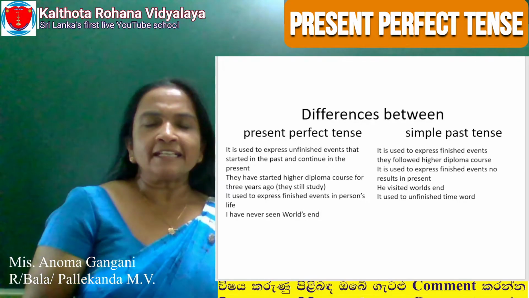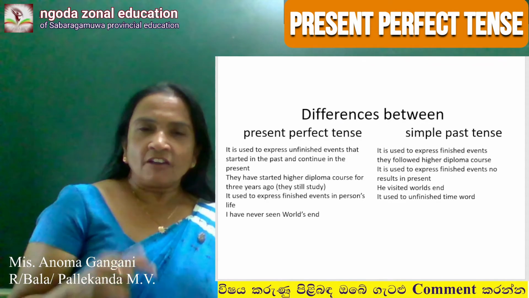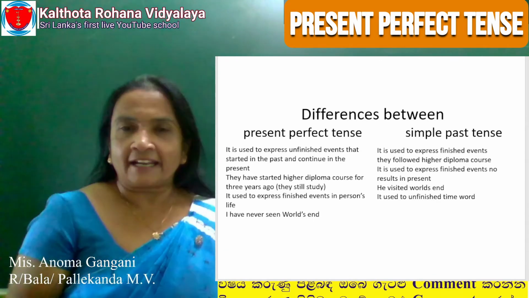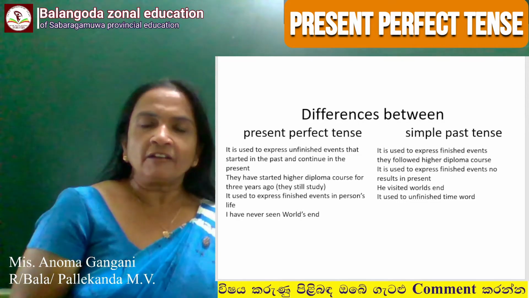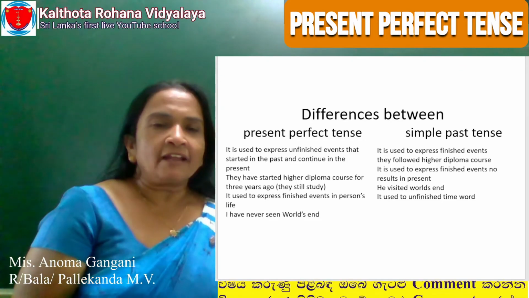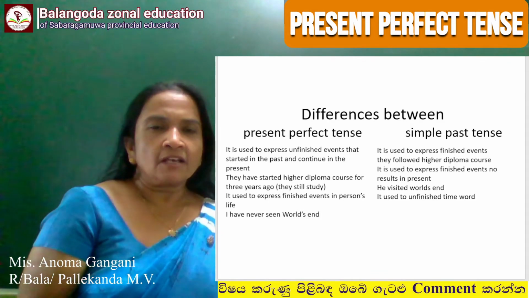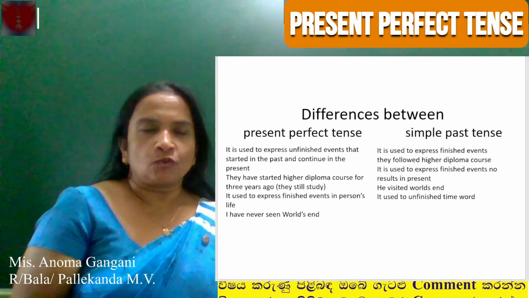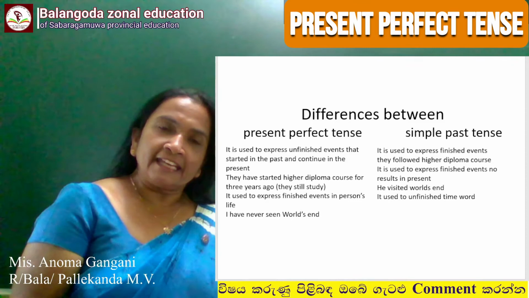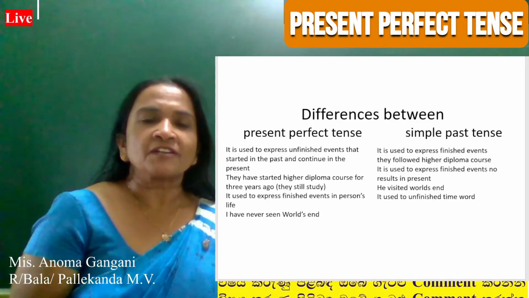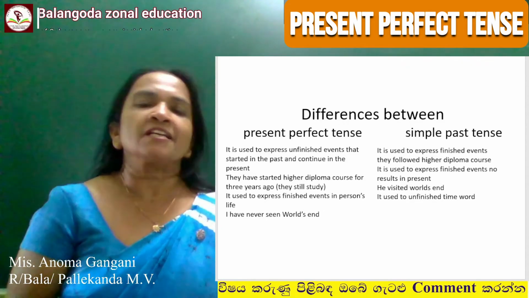But here, simple past tense is used to express finished events. That means action එක කරලා ඉවරයි. So we are not going to talk about that. That's why, right? This one as example: they have started higher diploma course 3 years ago, right? Because that means they still study that one. They still study, not finished that one. I started in the past, but continue that in the present also.